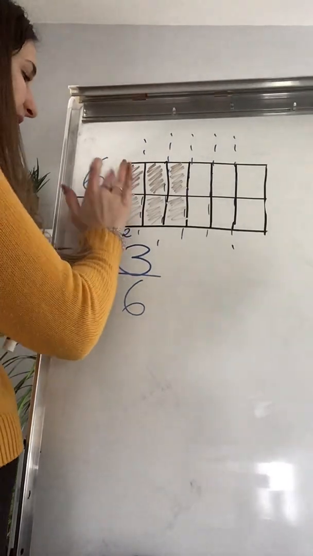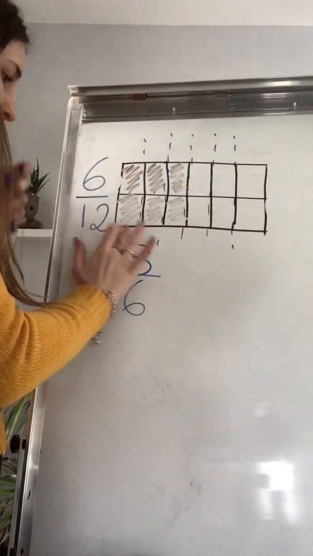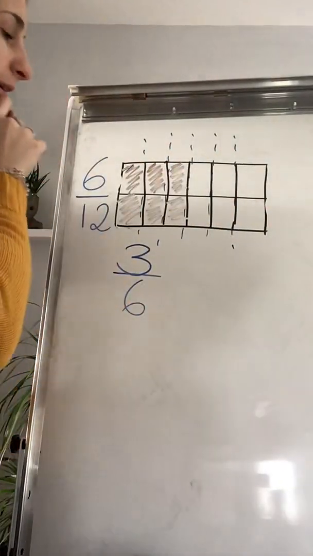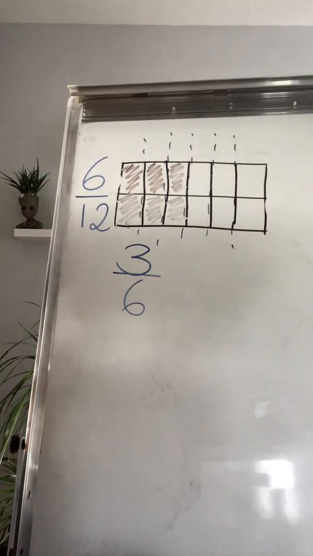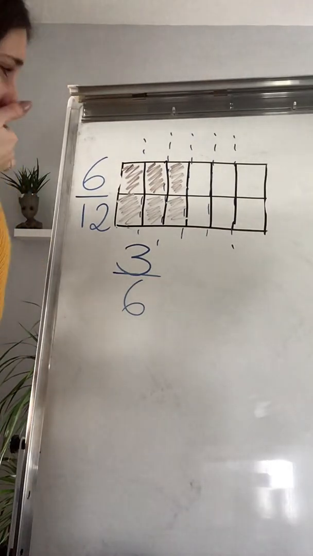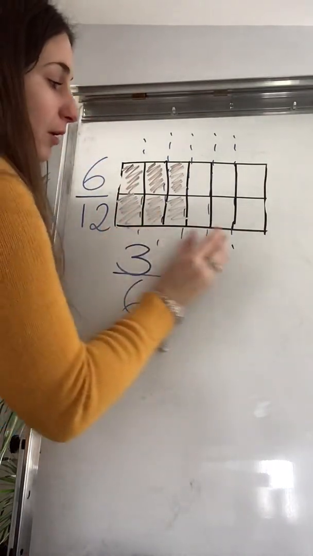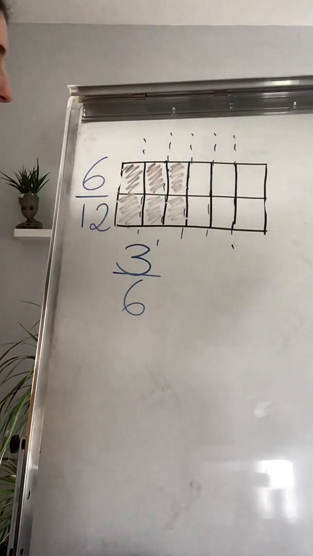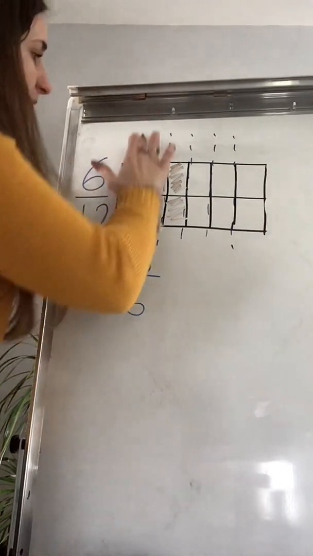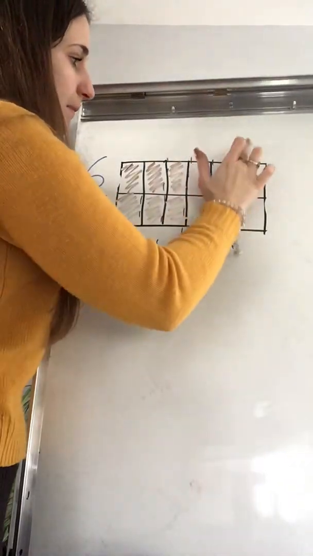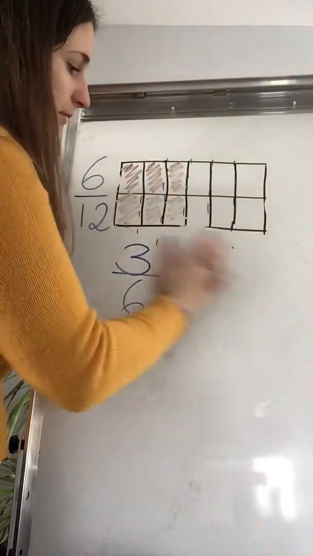Let me see. Is there any other way that I can break this diagram into different ways? Can I split it into a different number of equal parts to make it equivalent to 6/12? Well, could I really? I think that I could. Let me just cut this. I'm going to get rid of the first one.